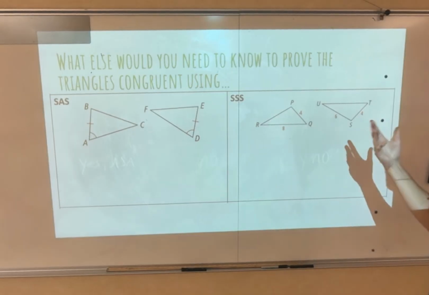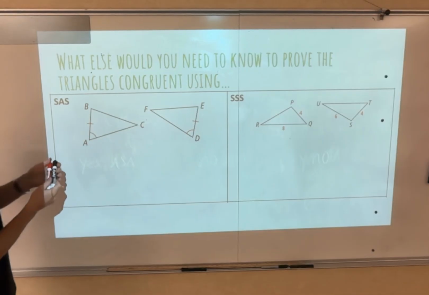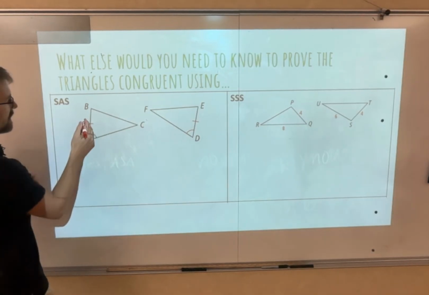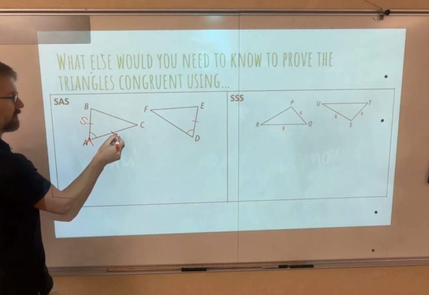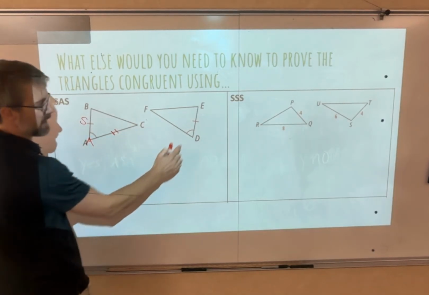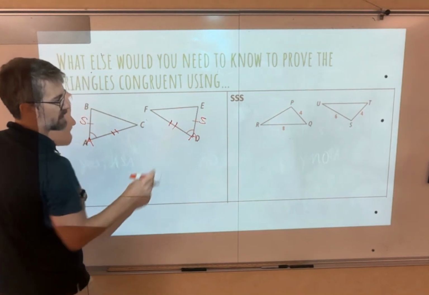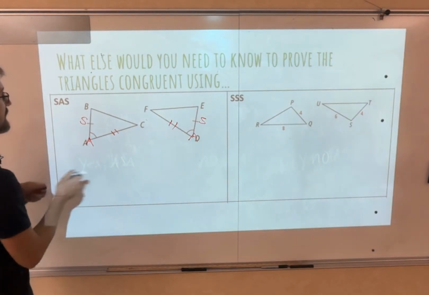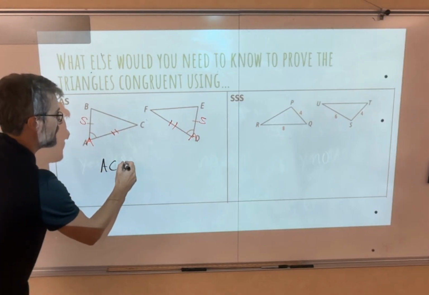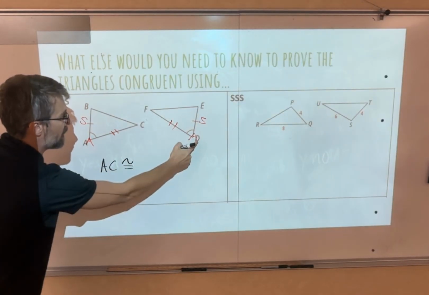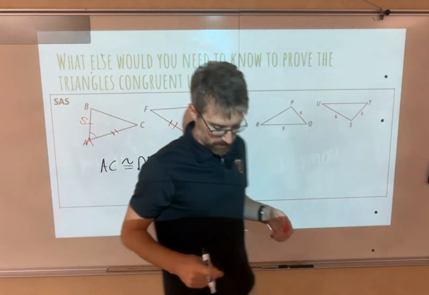So in this case, what else do we need to know about this in order to use side angle side? So if I think about this, I've got a side. Here is the angle. What's next is this side right here, right? On the other side, here's my side, here's my angle. Order is important. This is the side that has to be congruent. And so what else would I need to know to prove this? I would need to know that AC is congruent with DF, like that.